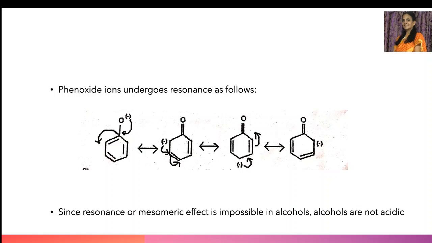Since resonance or mesomeric effect is impossible in alcohols, alcohols are not acidic. Phenols are acidic, but alcohols are not, because in phenols we can observe the mesomeric effect, whereas in alcohols such a mesomeric effect is absent. Thus, phenols are more acidic. Phenols exhibit acidic nature, whereas alcohols do not.